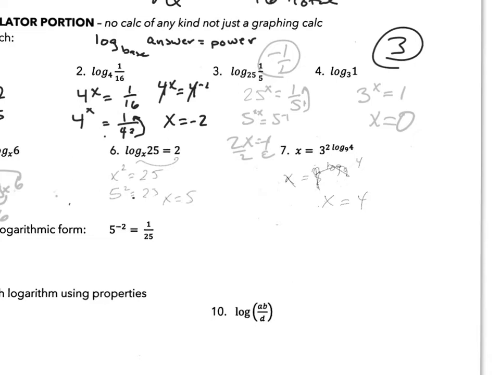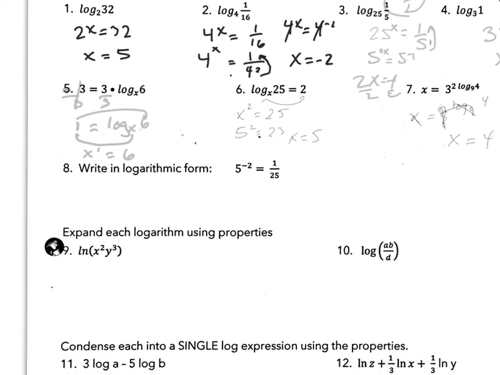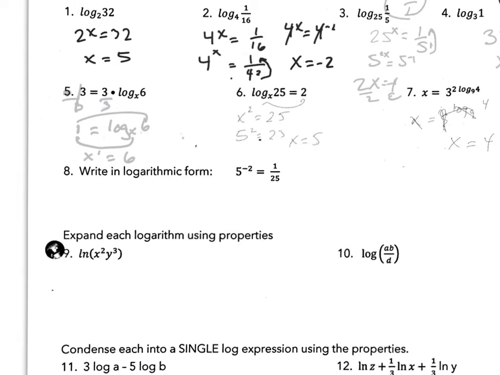Now the next part. You'll have one like this where you have to put it back in logarithmic form. So we know what it goes: log, the base is the 5. The answer is 1 over 25, and it equals the power. So there's really nothing to do there. You're just rewriting it.